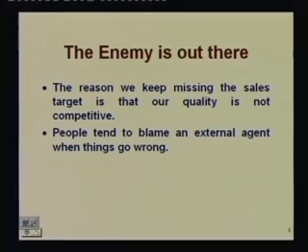Then, the enemy is out there. Most often we say that it's not really us, it's somebody else, an external agent. That external agent is responsible for why things are going wrong. Alright, the reason we keep missing the sales target is that our quality is not competitive. But you see, that our quality is not competitive, we cannot blame on somebody else. We are responsible for it because we are producing our product. So if the quality is not good, it is us whom to blame. So something should be done about it by us rather than by the competition.